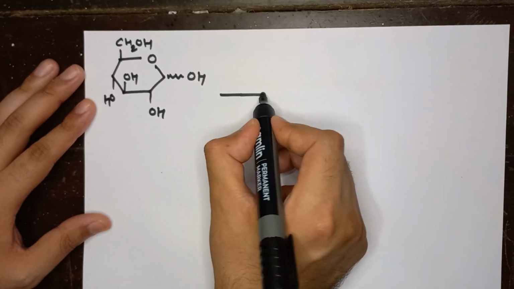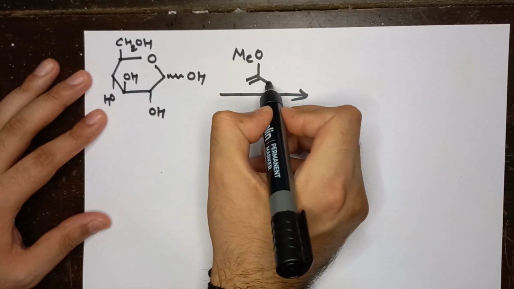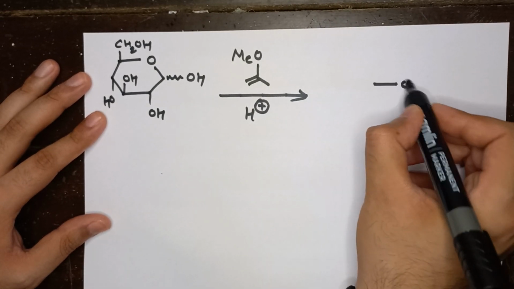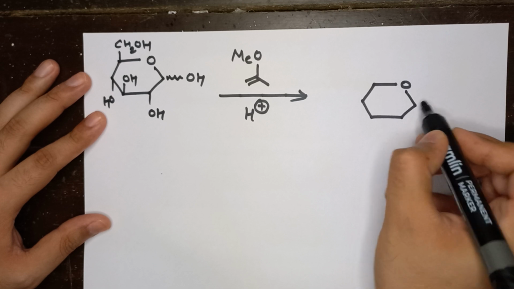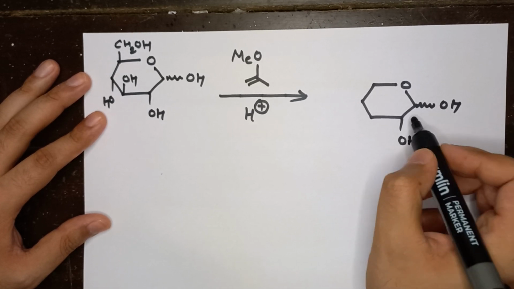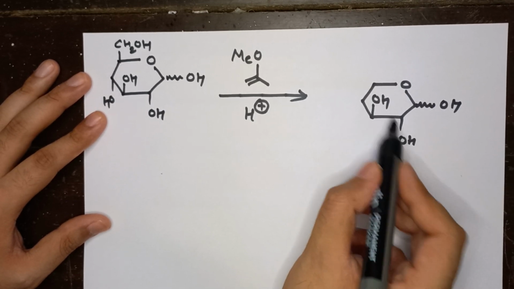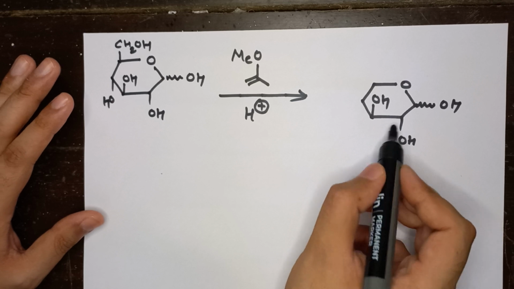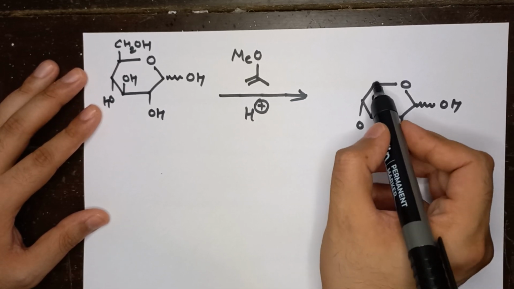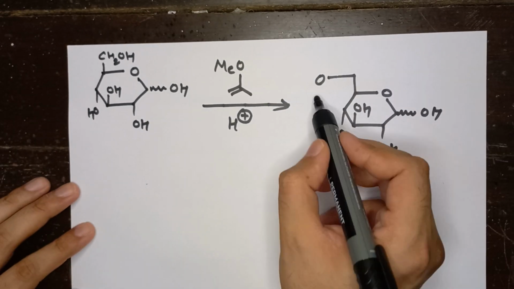When we react this molecule with an enol ether in the presence of an H plus ion source, we get this product. These two OH groups are untouched. You cannot protect these two OH groups, because they are anti to each other. We have already seen that. The CH2O and these two oxygens are protected.